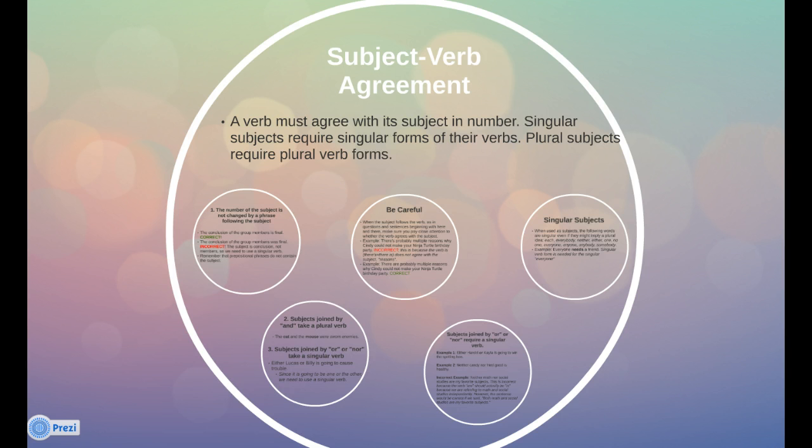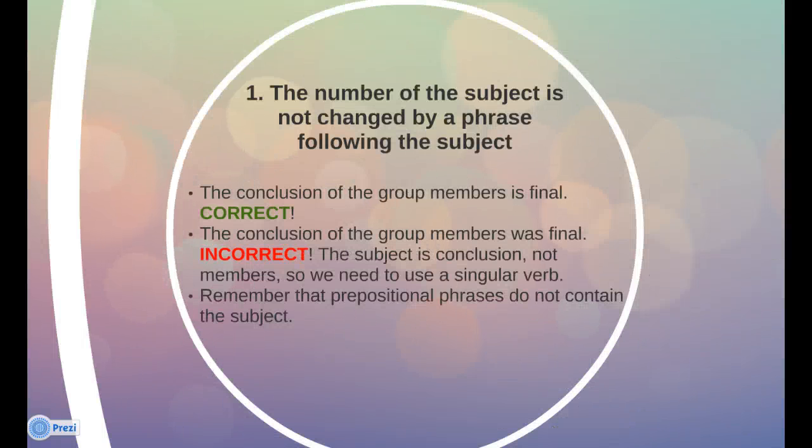Subject-verb agreement is also very important. A verb must agree with its subject in number. Singular subjects require singular forms of their verbs. Plural subjects require plural forms. The number of the subject is not changed by a phrase following the subject.